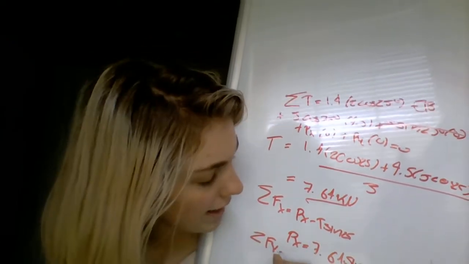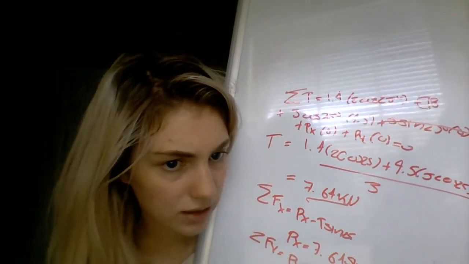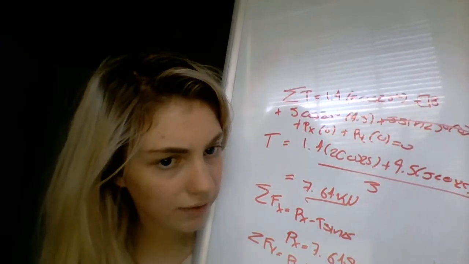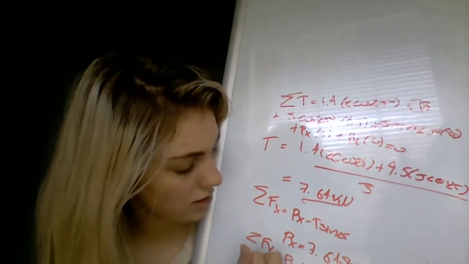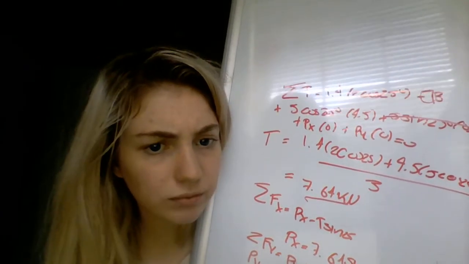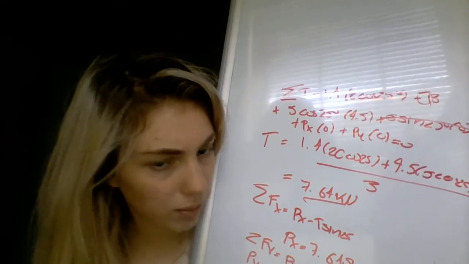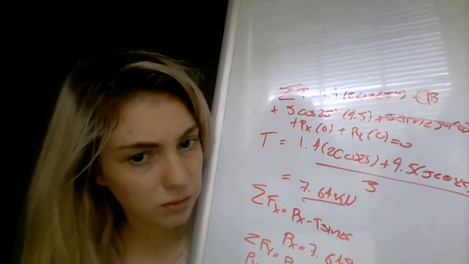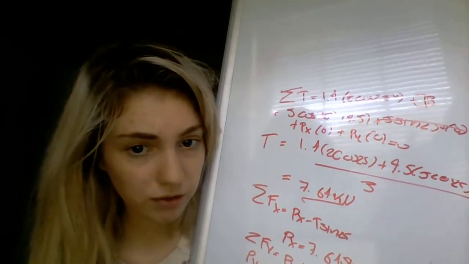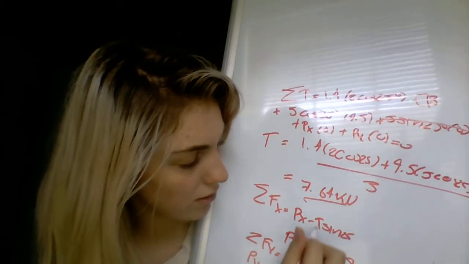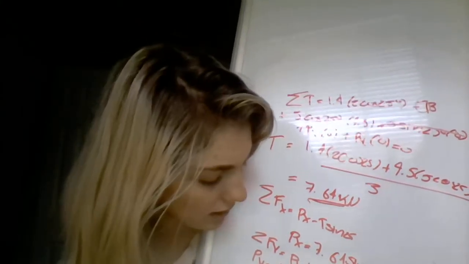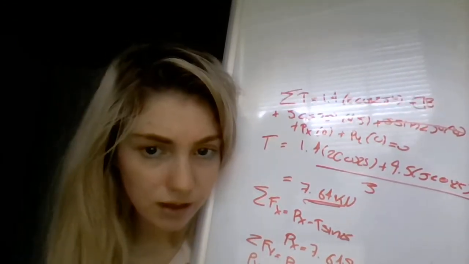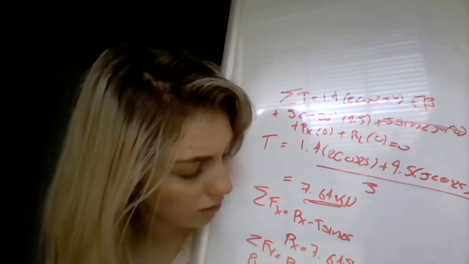And then this component will equal P of y minus 1.4 plus T cosine 25 degrees minus 5, and so P of y will equal 1.4 plus 5 minus T cosine 25 degrees, which will equal 6.4 minus the T that we found, 7.6 cosine 25, which will equal negative 0.52 kilonewtons.